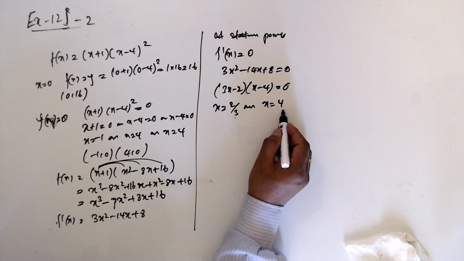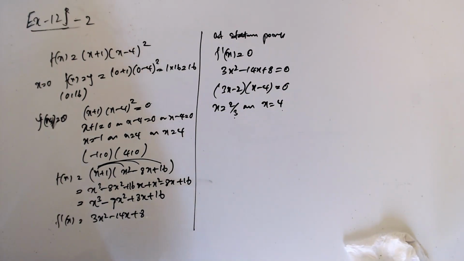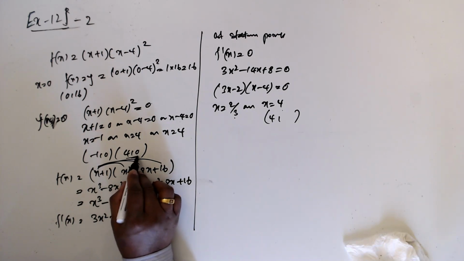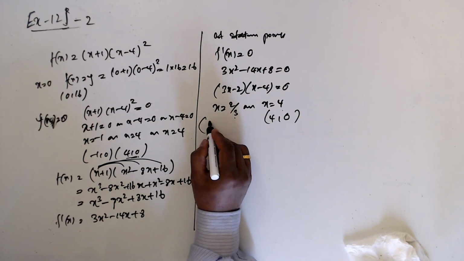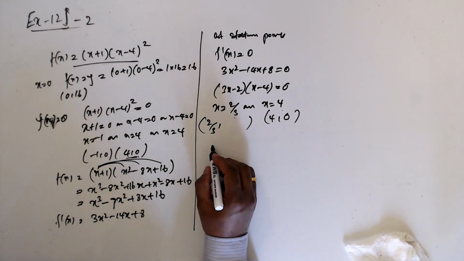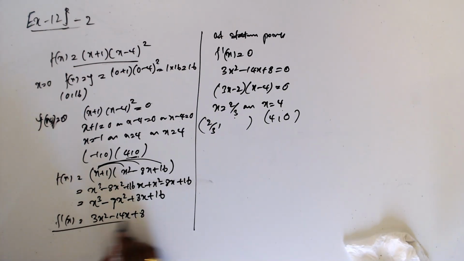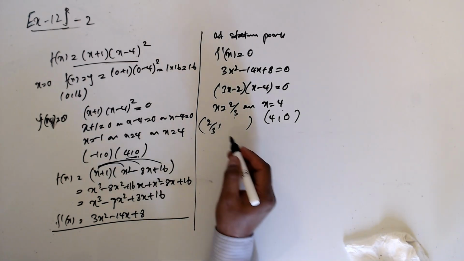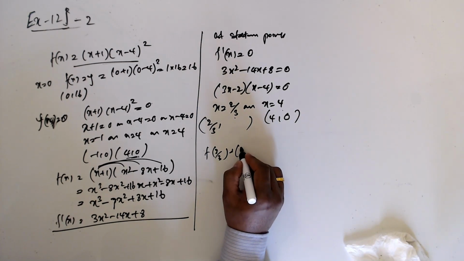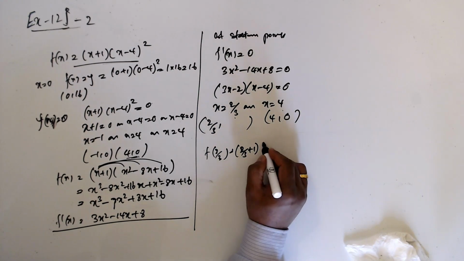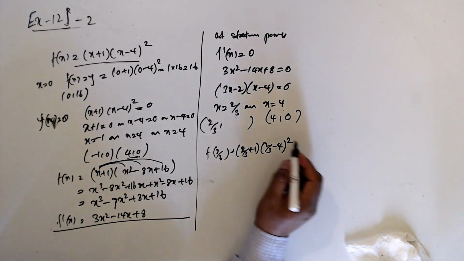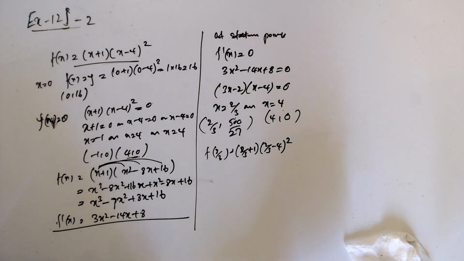So is there a minimum, maximum or point of inflection? When x equals 4, we already know the y value, y equals 0, that's done. When x equals 2 over 3, what is the y value? So you have to substitute into here: (2 over 3 plus 1) times (2 over 3 minus 4) squared. This is 500 over 27.